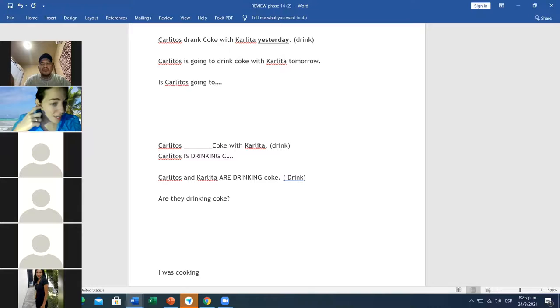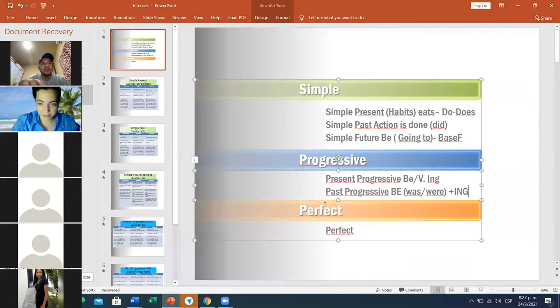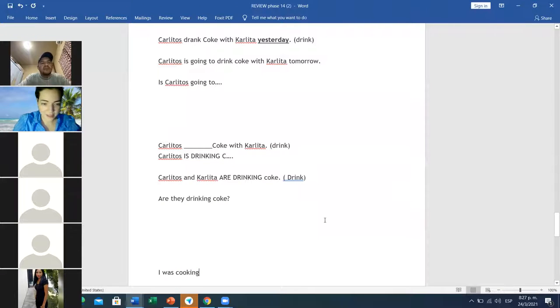cooking. ¿Por qué I was cooking? ¿Por qué? And it was for better in the past. The verb be in the past. Okay. I was, no, my mother, va a ser my mother. Nunca cocina, pero bueno. My mother was cooking while, esto significa mientras, I was playing with my brother. Okay.